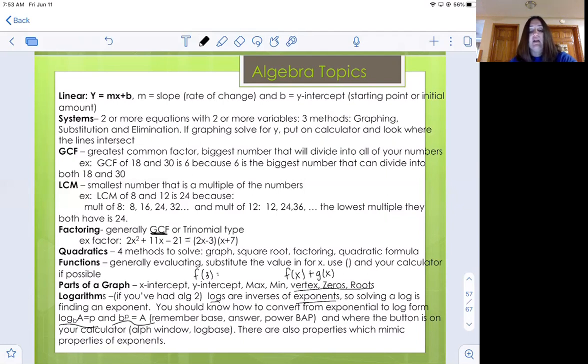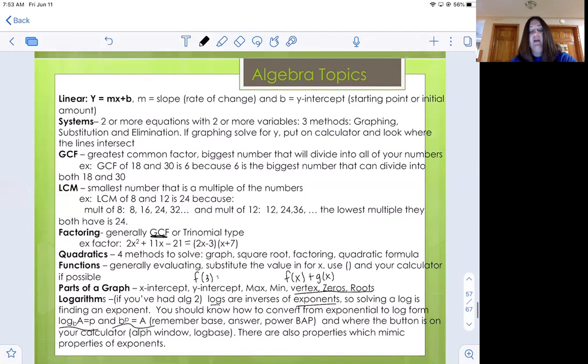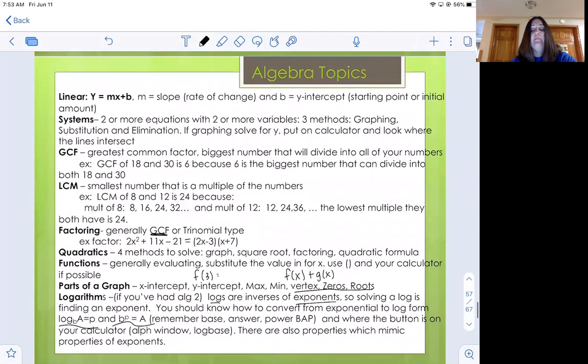There is a button on the calculator. If you have a graphing calculator, you can hit alpha window, and there's a log base button. If you don't, don't freak out. There's not a ton of questions like this on there, but they are possibilities. The properties of exponents and the properties of logs are very similar. So if you know your properties of exponents, you can probably figure out some of them with logarithms. So I hope this gives you an idea about the different algebra topics that you might see on the ACT.